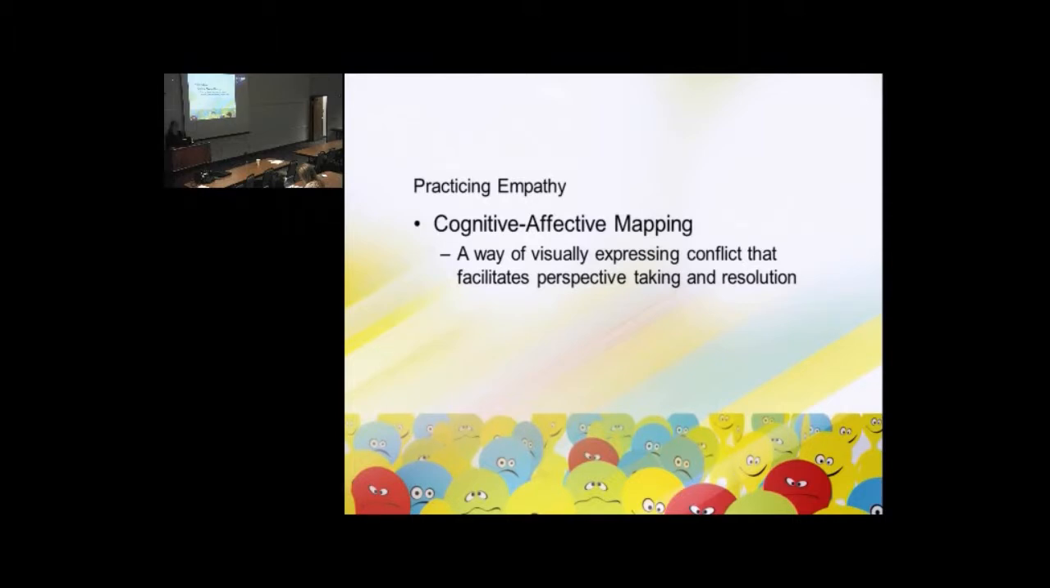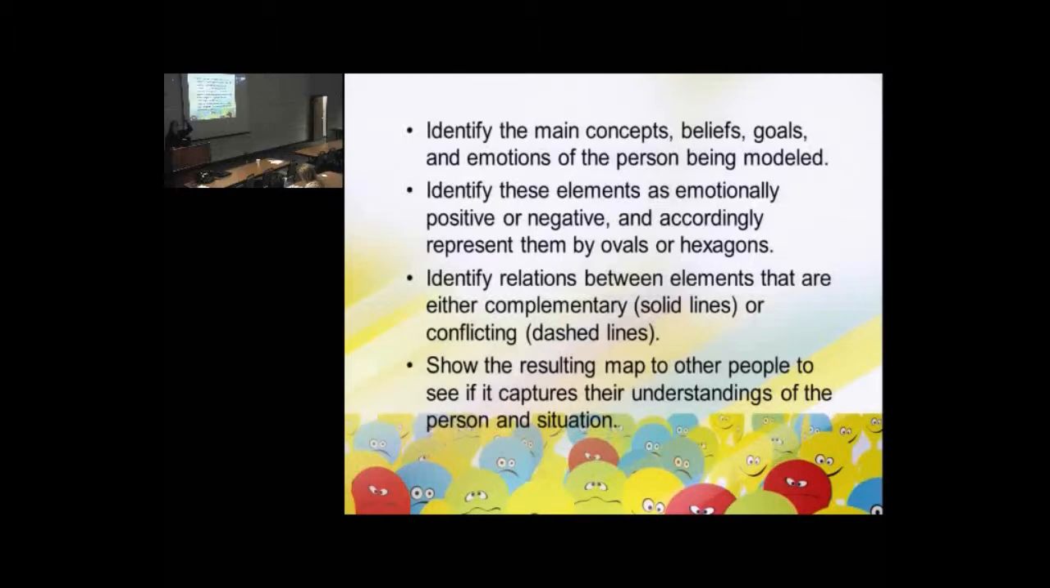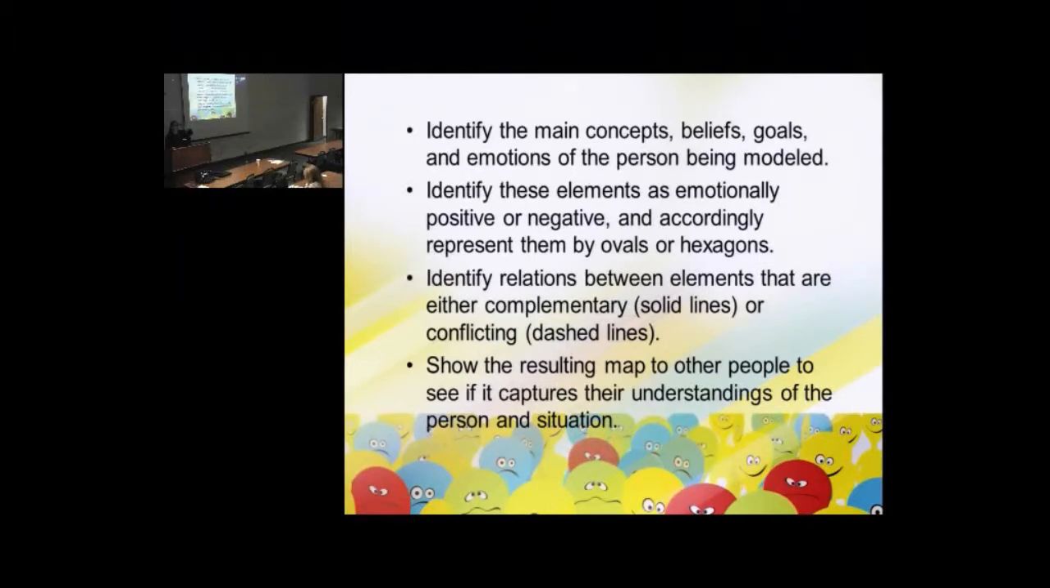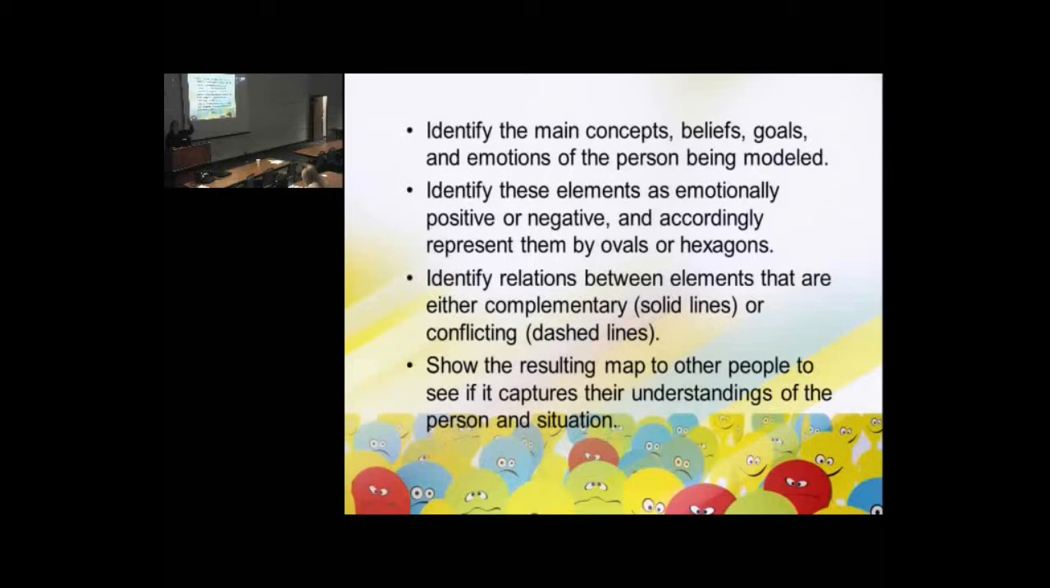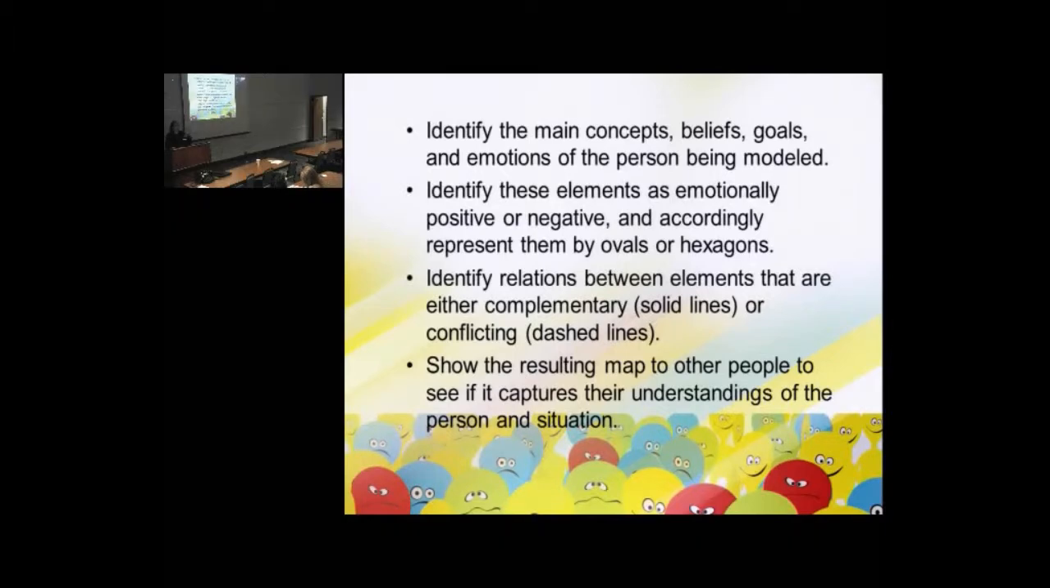So the first task is, I'm going to have you do cognitive affective mapping for the other person, for the student in this case, not for yourself, because I think that's more of a stretch for most of us. I want you to identify the main concepts, beliefs, goals, and emotions of the person that you're modeling. I want you to identify those elements as either emotionally positive or emotionally negative.